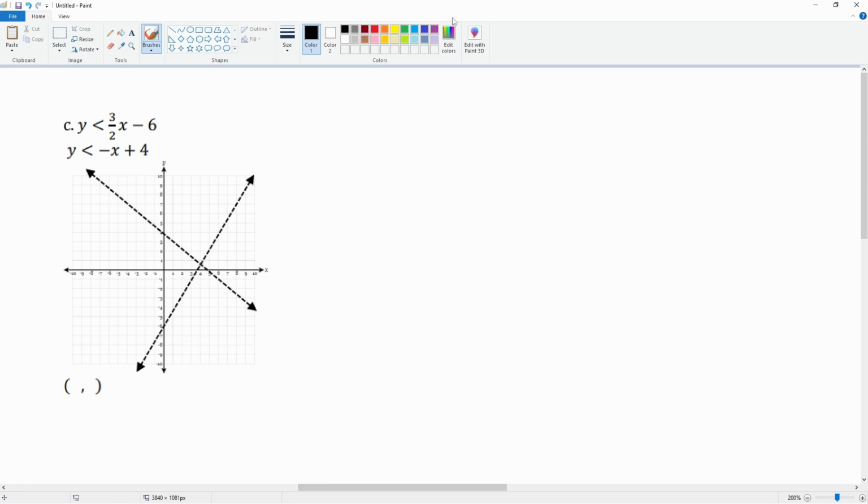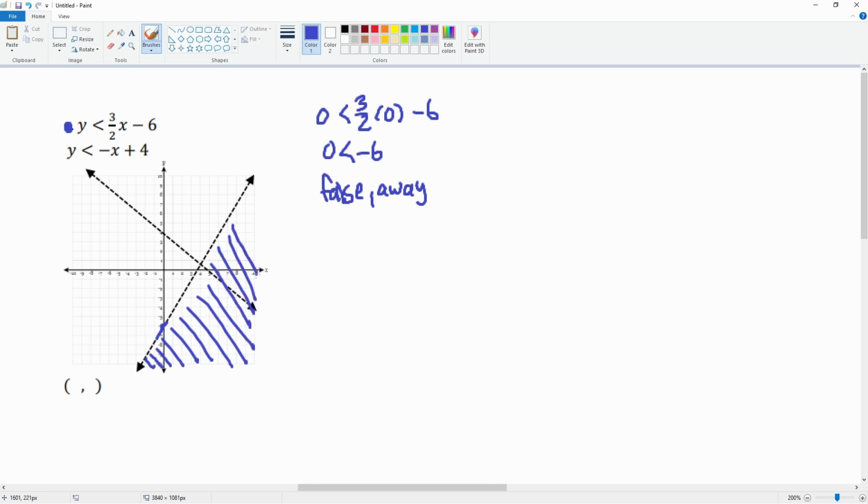And then let's do C. Okay, the top one I'm going to make blue. It's the one with -6, so it's this one right here. Right? Okay, let's plug in (0, 0). Let's test it. y is less than 3/2 times 0 minus 6, so is 0 less than -6? This is false. Since it is false, we are going to shade away. And away is in this direction. That is away from (0, 0).